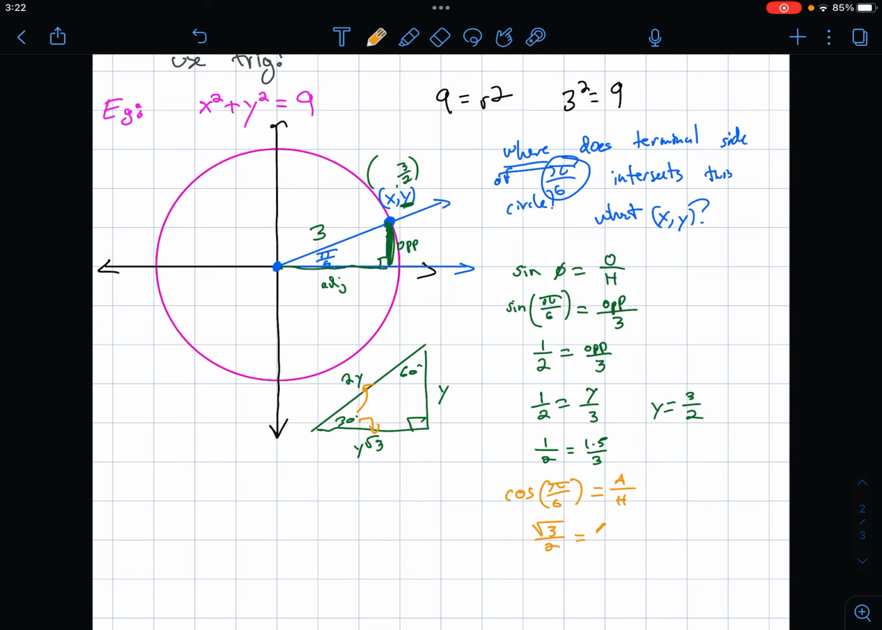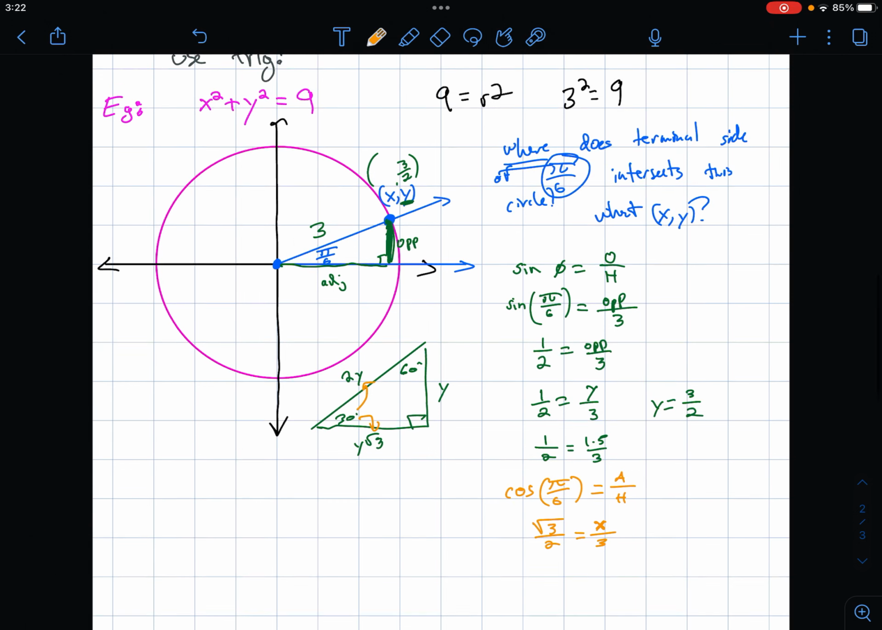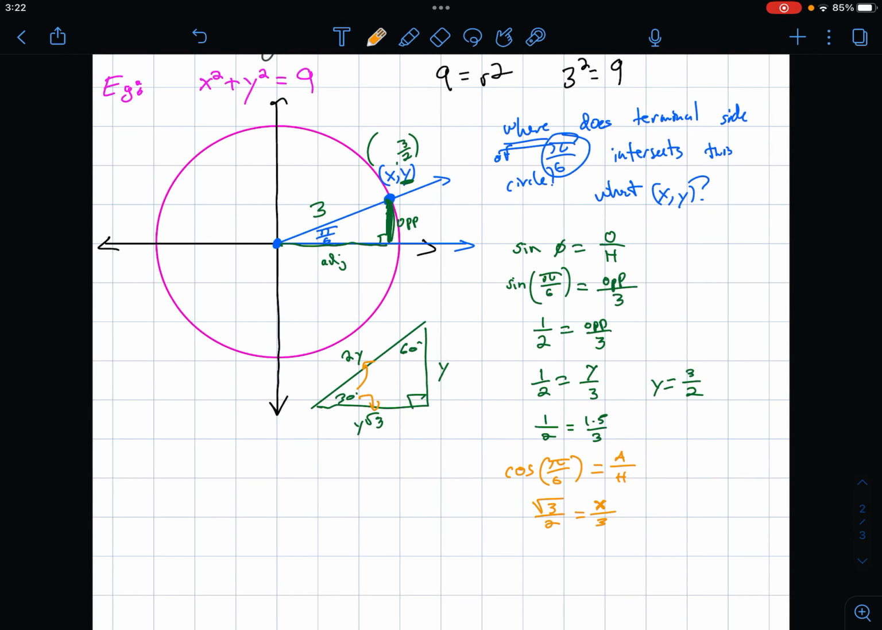Adjacent is just going to be my x coordinate, and my hypotenuse is just going to be my radius of 3. Moving some of this around, we're going to get x is equal to 3 root 3 over 2. And so my final coordinates are 3 root 3 over 2, comma 3 over 2. And that answers where the terminal side of this pi over 6 angle intersects the circle with a radius of 3 centered at the origin.